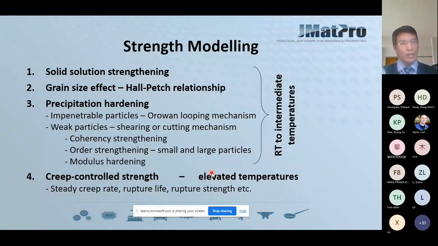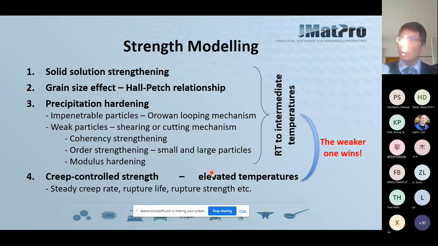That is, the strengthening mechanism is not the same as at room temperature anymore. You have to use creep-controlled strength. That is where I will explain a little bit more later. The real strength of the alloy will be a combination of the two, or the weaker one of the two. Keep this in mind, because this means you have a kind of temperature switch.